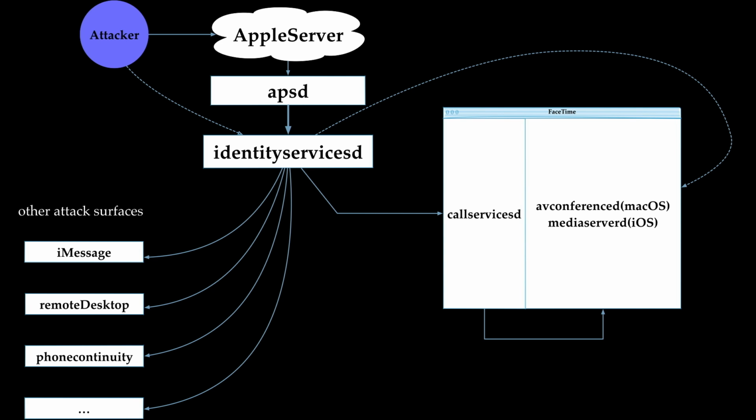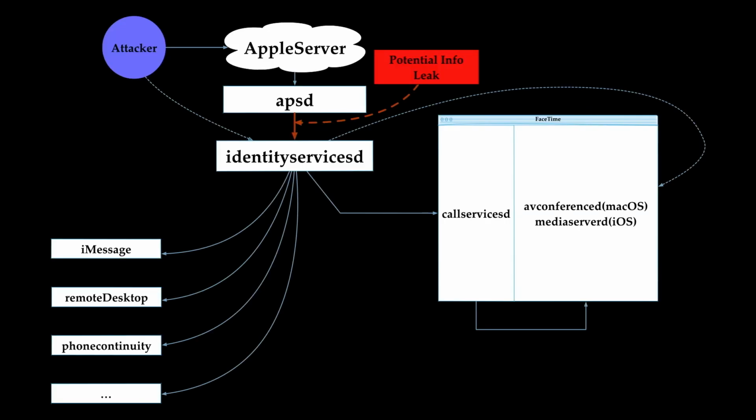This is some other attack surface we found, like iMessage, remote display, phone continuity, and something like that. It includes also one-click or zero-click attack surface. And next. Okay, next I'm going to show you some very interesting vulnerabilities.